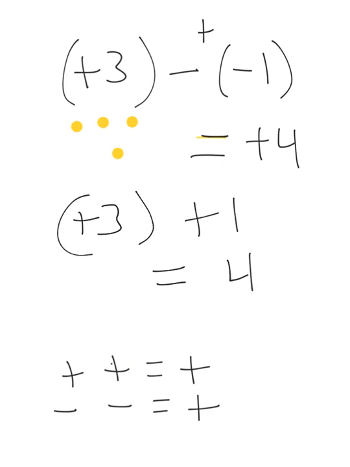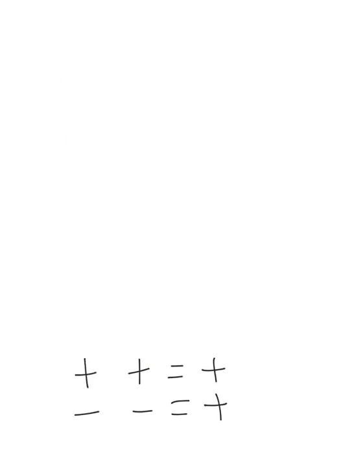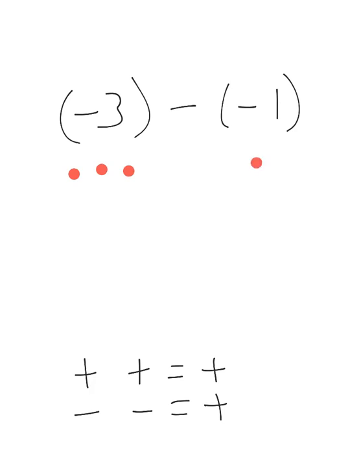It works. Okay, for this next one we're going to do negative 3 minus negative 1. Starting with the counters, we have 1, 2, 3, and we're taking away one negative. I'll erase that so it doesn't confuse us. So we have negative 3, and we are literally just taking away one negative. I erased it there. Our answer is simply negative 2.